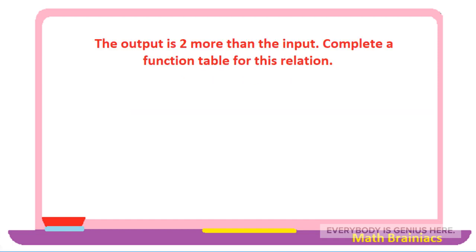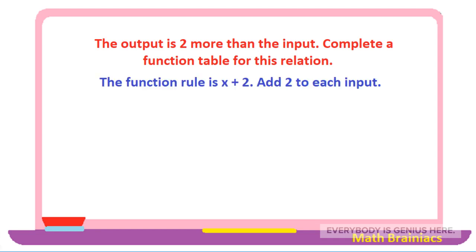Let us work on this example so that you will be guided. The output is 2 more than the input. Complete the function table for this relation. In this regard, the function rule is x plus 2. We're going to add 2 to each input.